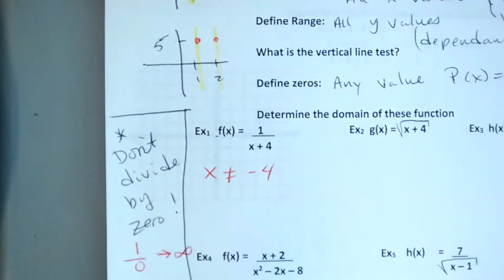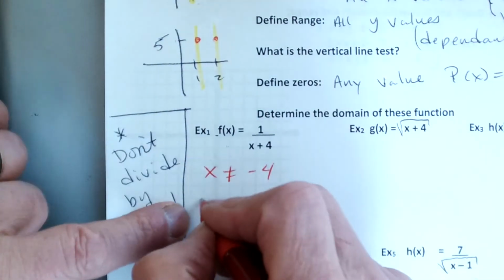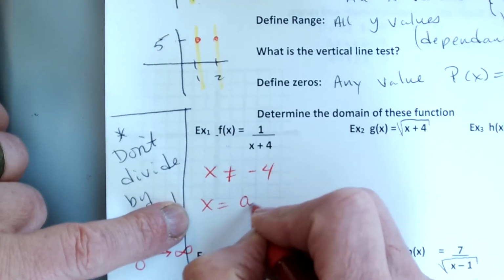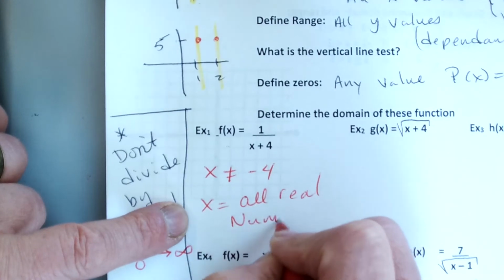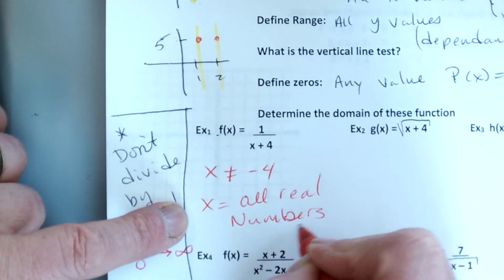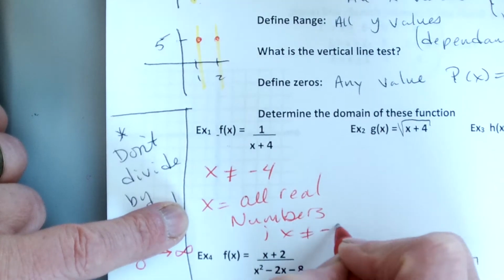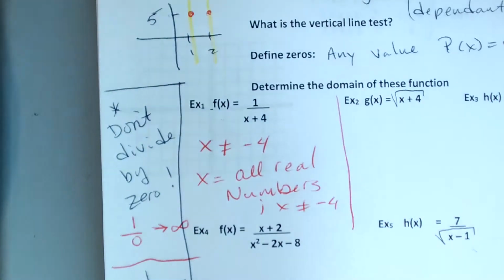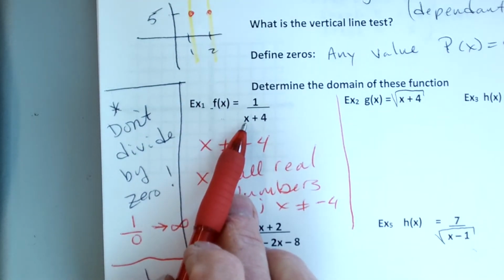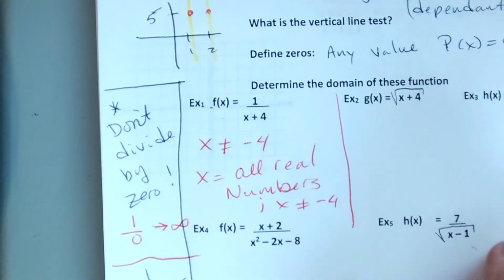Now, does it equal anything else? Sure. So the domain on number 1 is, well, we could say x equals all real numbers, because it equals everything, except x cannot equal negative 4. Okay, does that make sense, everybody? Right? It can equal anything. You can plug in any number you want for x, but don't plug in negative 4 because you divide by 0. Okay, example 2.